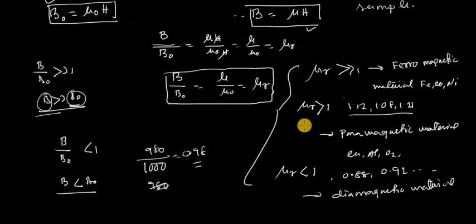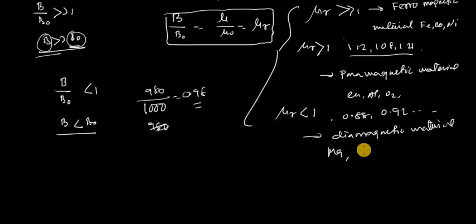For mu r just greater than 1, meaning values like 1.12, 1.08, 1.21, this type of material is called paramagnetic material. For example, copper, aluminium, oxygen. Examples of diamagnetic material are magnesium, gold, silver, zinc. One more example is carbon dioxide, a diamagnetic material in gaseous state.